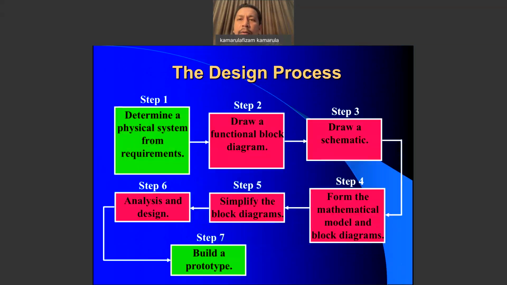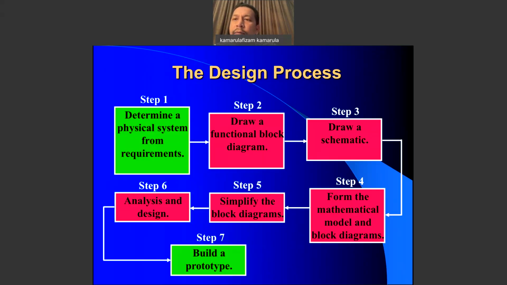So now we are looking at the design process of any control system. There are 7 steps that you have to know and be able to do before you can design a complete control system. The first one is to determine the physical system requirement. This is specification preparation. Number 2, you have to draw the block diagram.